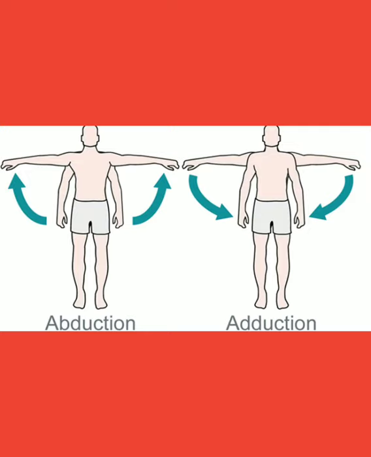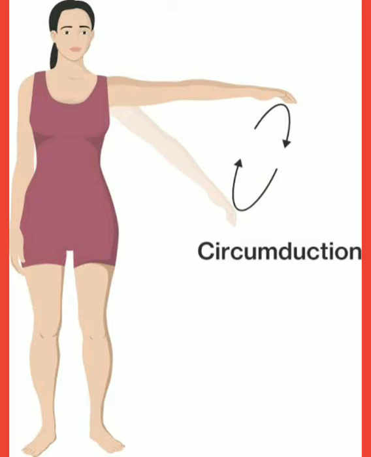The next one is abduction. So in this case, when the parts are moved away from the midline, for example, lifting the upper limb horizontally to form a right angle with the side of the body. Or we can say raising the arms at the shoulder joint and spreading the fingers or toes apart. In case of adduction, the opposite happens, means moving a part towards the midline, means returning the upper limb from the horizontal position to the side of the body. For example, bringing the fingers or toes together.